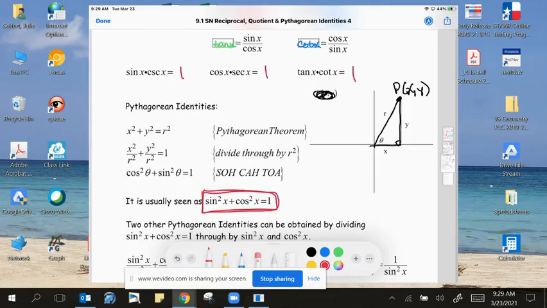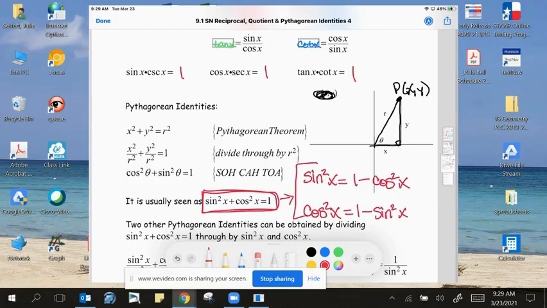Now, you may need this solved for one function or the other. So if we needed sine squared x, it is 1 minus cosine squared x. Also, we can solve this for cosine squared x: cosine squared x is 1 minus sine squared x. So these other rules come from that basic Pythagorean identity.